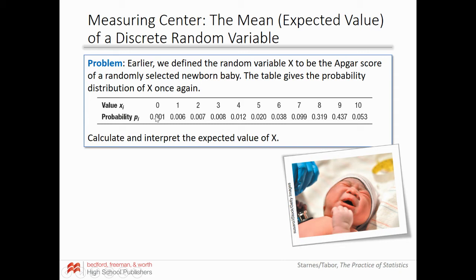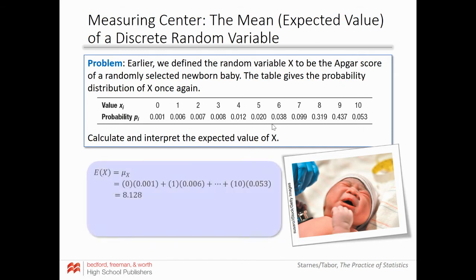So I'm going to do 0 times this, plus 1 times this, plus 2 times this, plus 3 times this, plus 4 times this, plus 5 times this, plus 6 times this, plus 7 times that, and so forth, all the way up to 10. So, like I said, I show the first one, 0 times 0.001, plus 1 times 0.006, plus dot dot dot, plus the last one, 10 times 0.05. I add them all together, I get 8.128.